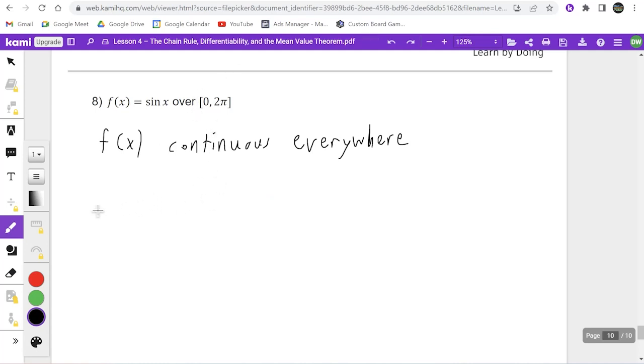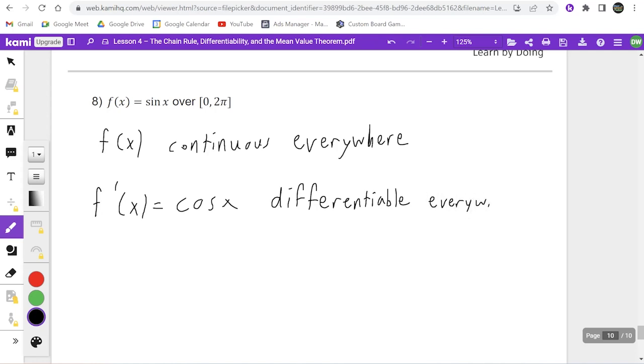So that's good. Next, we have to find the derivative, which hopefully you know by now. The derivative of sine x is cosine x, and like we just said, that's continuous everywhere as well, except we have to say the word differentiable instead of continuous. And so there we go, it's differentiable everywhere. And so now I will finally say that we can use the mean value theorem, so f prime of c, in other words, cosine of c, which looks ridiculous, but whatever, equals f of b minus f of a.